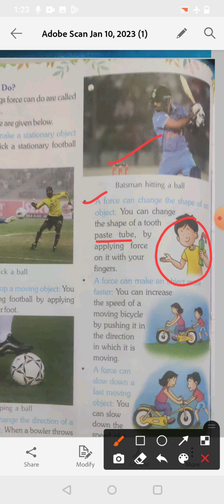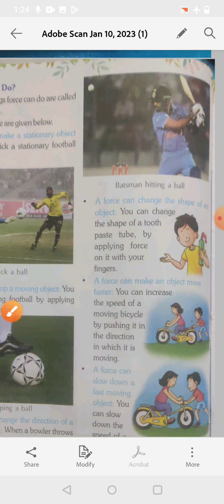They take the toothpaste tube and apply force with a finger, and when they do that, the shape of the tube changes. Okay, so you can change the shape with the help of force. Next one, a force can make an object move faster. Yes, you can increase the speed of a moving bicycle by pushing it in the direction in which it is moving.